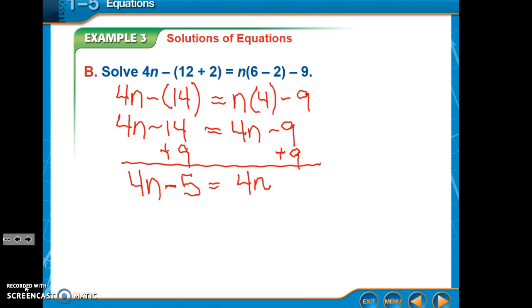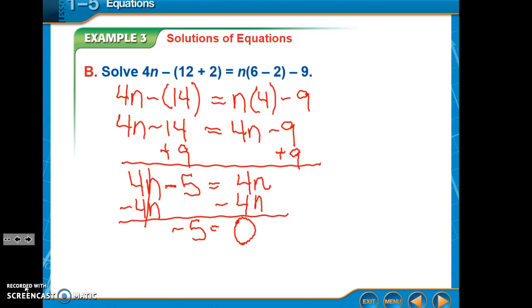Alright, so I have an n here and an n here. Let's get them together. So what do I do? Minus 4 on both sides. I have 4n minus 4n, which is... Whoa, that doesn't make sense, does it? Does negative 5 equal 0?